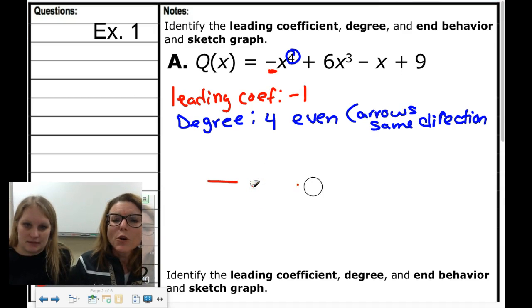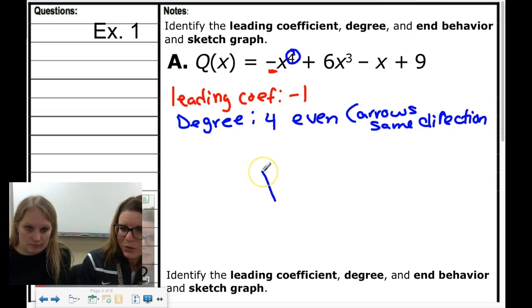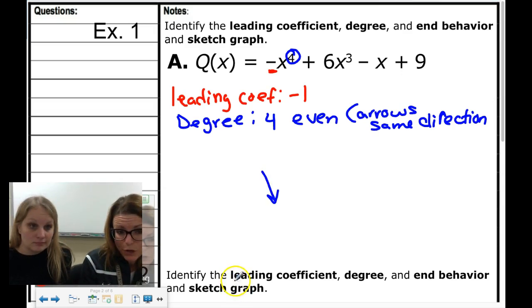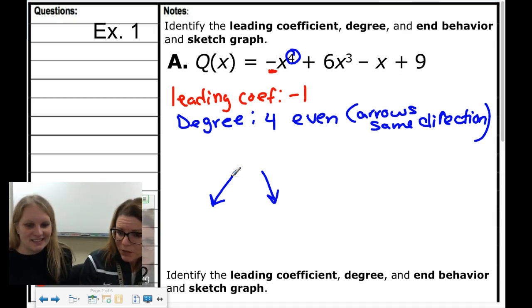So we know because the leading coefficient is negative, it's going to go down into the right. So it's down and to the right. There's our first arrow. That's how easy we're making it for you. And because it's even, that means the arrows will go in the same direction, so the left one is down and to the left. Done. That is all you need for this problem. That gives us our end behavior, and that gives us our sketch of the graph.